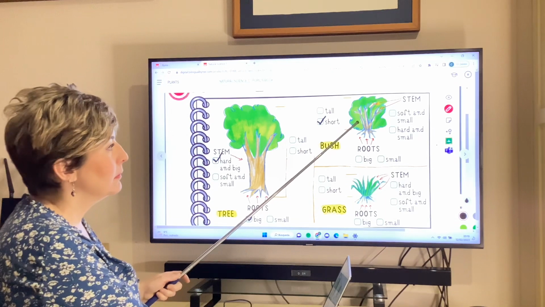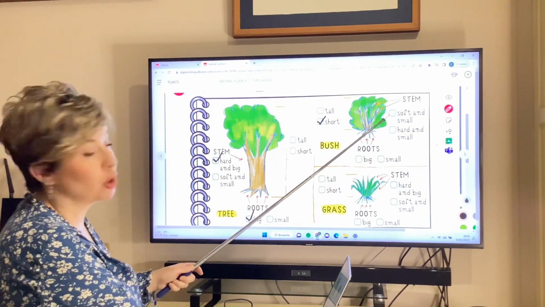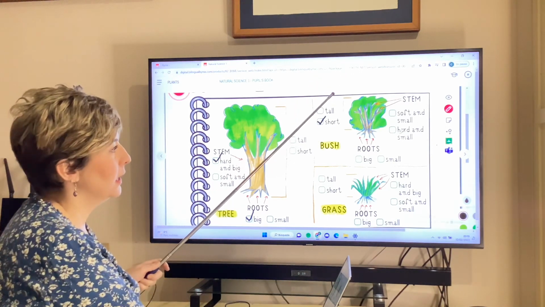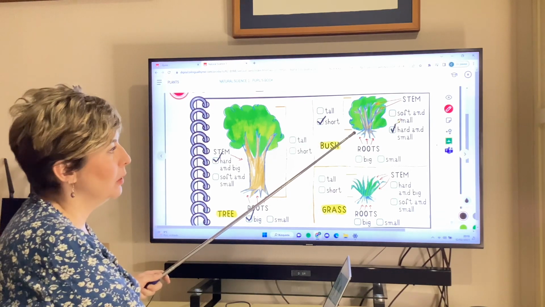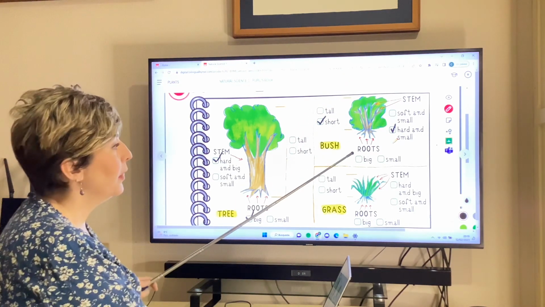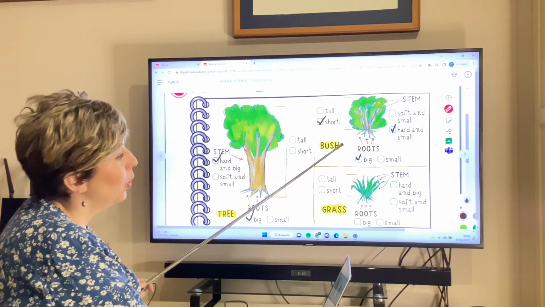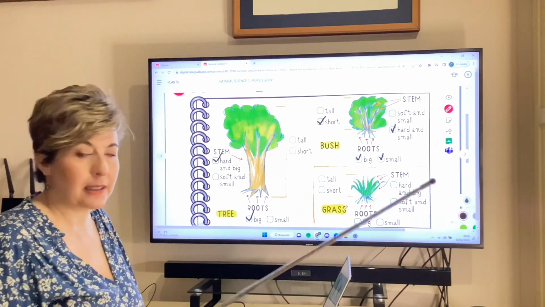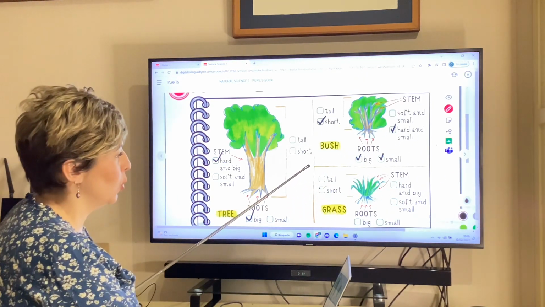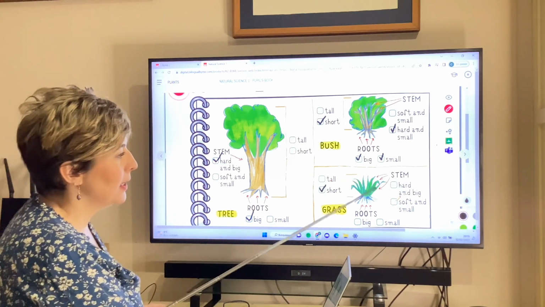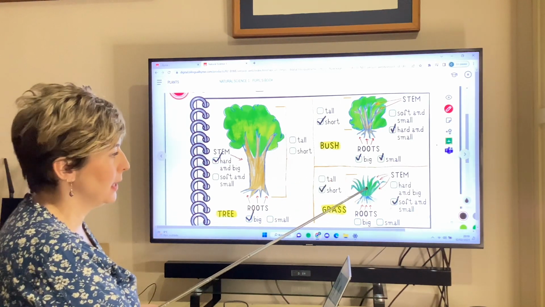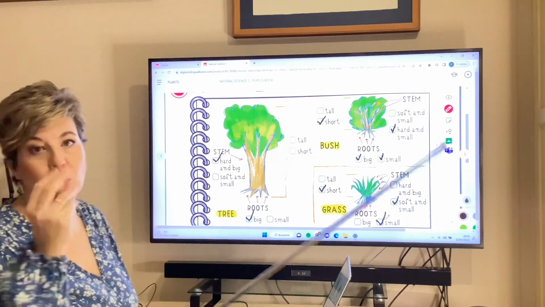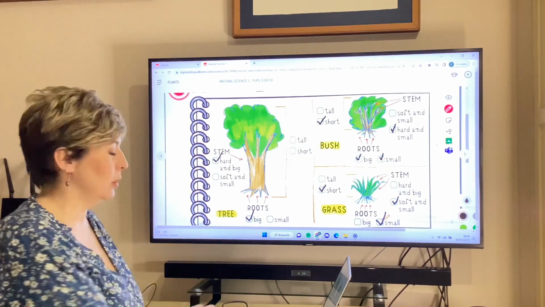The stem is not soft. No, it's hard. Like this, hard. And small, or hard and short. And the roots could be big or could be small, depending on the bush. Okay? What about a grass? A grass is short. A grass has soft and small stem, and the roots are also small. Okay? So grass is very flexible, soft.